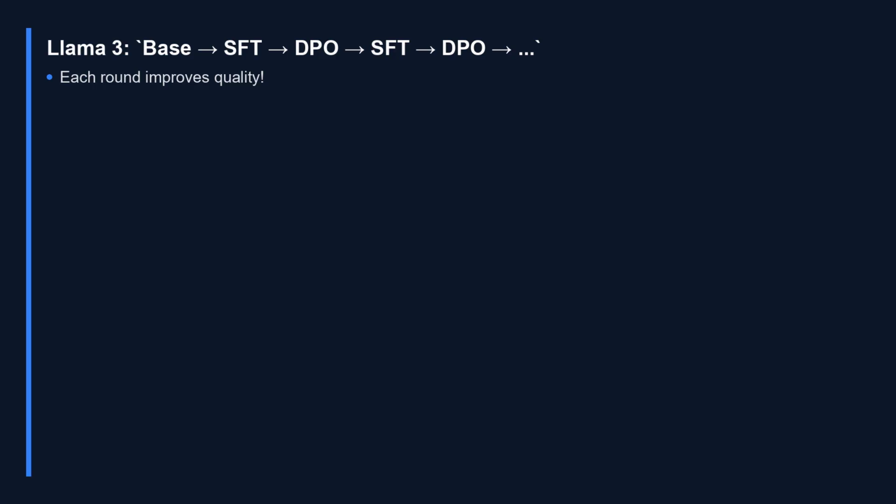One final point worth internalizing. Llama 3 didn't do SFT once and ship. The actual pipeline was base model, then SFT, then DPO, then SFT again, then DPO again. Multiple rounds, each one refining the previous result. Quality is iterative. Your first fine-tune is a starting point, not a final answer.